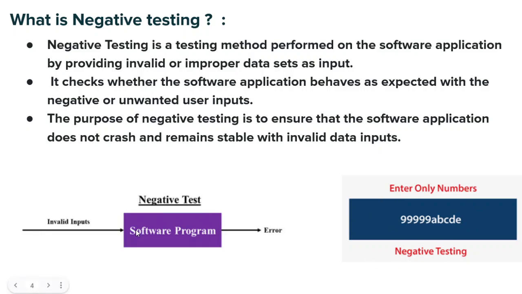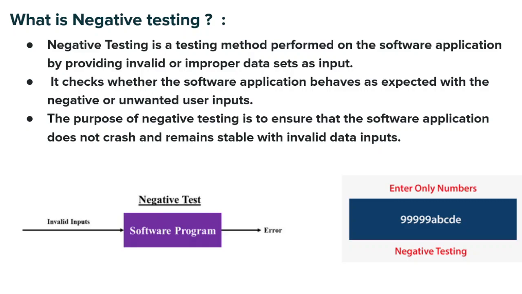So this is basically invalid input. In the number field, if you try to enter some characters or some words, ideally it should not accept them because it is invalid input for the number field. Such scenarios are called negative test scenarios. So negative testing is a testing method performed on the software application by providing invalid inputs or an improper dataset as an input.